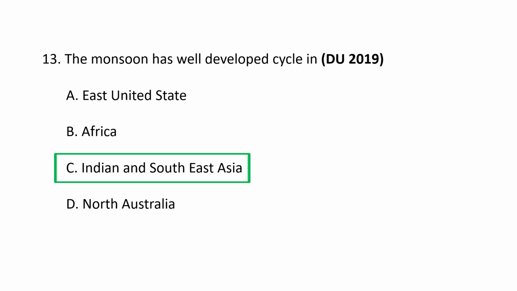The Indian and Southeast Asian monsoon system is well developed, and this is characterized by a seasonal reversal of winds and distinct summer, rainy, and winter phases that significantly impact the region's climate and agriculture. This system arises from the differential heating of land masses and oceans, creating low pressure conditions over heated land in summer, leading to the influx of warm, moist winds from the oceans. So the monsoon has well-developed cycle in Indian and Southeast Asia. So C is the correct option.